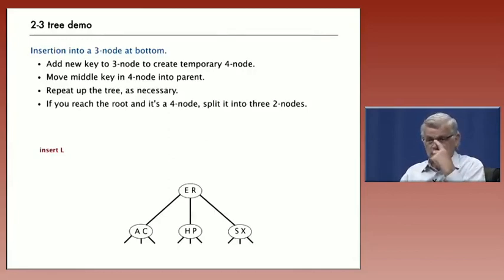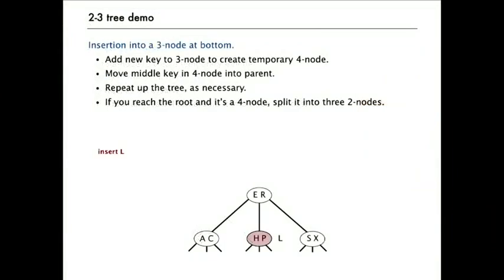So let's look at a double split like that. So say we're inserting L into this tree. So it goes down to the middle and winds up needing to be inserted in the 3 node in the middle. So we're going to convert that into a 4 node. Now L's the middle key of that one, so we're going to split that 4 node into 2 nodes and move L to the parent. The 4 node had 4 links, and the 2 nodes have 4 links, so nothing has to be changed below.